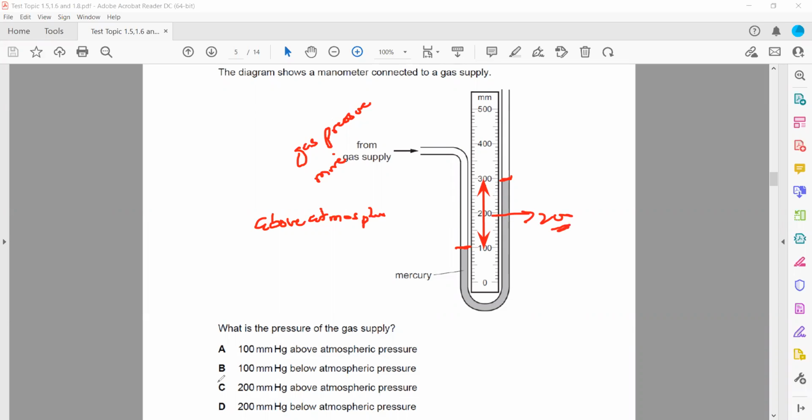So gas pressure is higher than atmosphere. That's why we say above. And how much it is above is the difference in the level. So the first level is 100 millimeter, the second level is 300. The difference in the level is 200 millimeter.